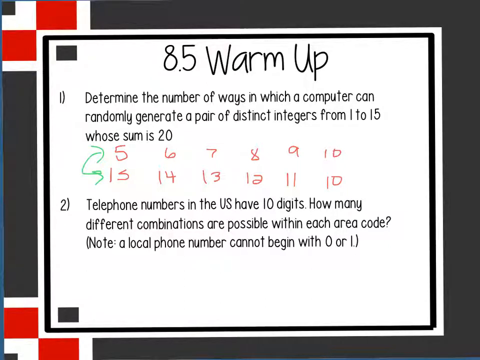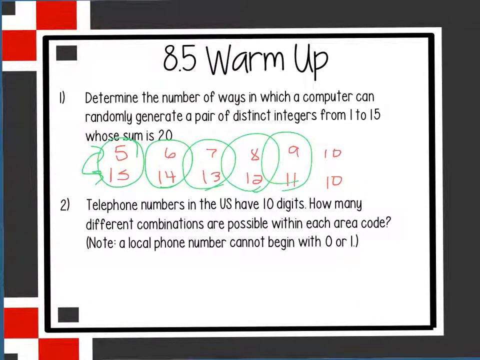So that is 1, 2, 3, 4, 5, 6. The reverse here would be 7. Reverse here would be 8. Reverse here 9, 10, and 11. So there's 11 different ways for a computer to randomly generate two numbers in which they sum to 20.